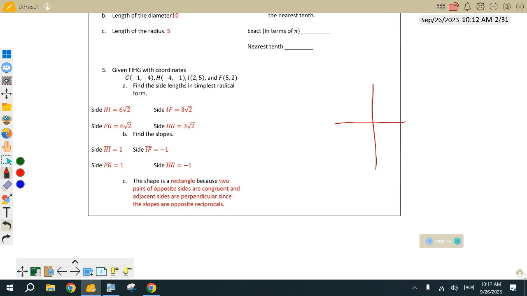Where's -1, -4 at? -1, -4 is G. -4, -1, not as far down. Where's 2, 5? What is that? I. And 5, 2. GHI. Okay, and that's F. So make it. And again, that is not a great picture. It's just to get a visual and to name those 4 side lengths.